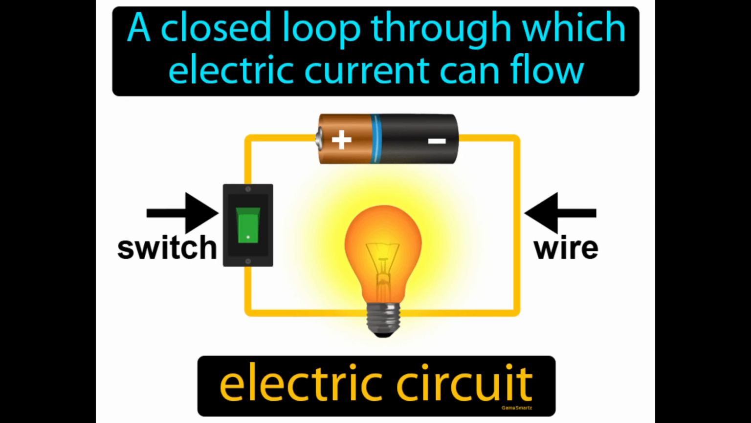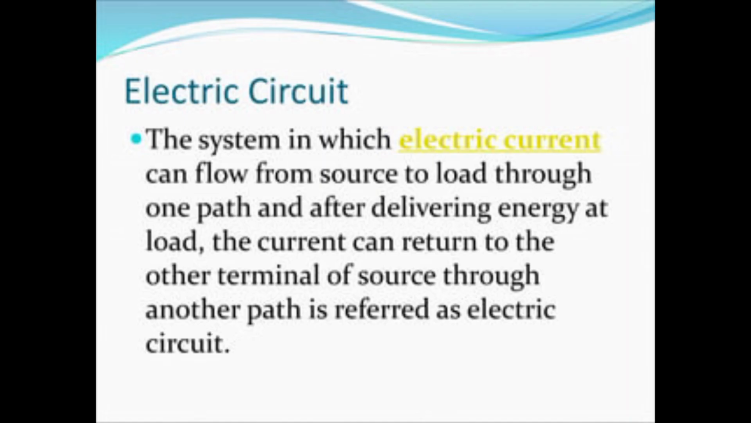Let's have a look at the definition of an electric circuit. A closed loop through which electric current can flow is known as an electric circuit, having wire, switch, and battery or any other device. It is the system in which electric current can flow from source to load through one path and after delivering energy at load.